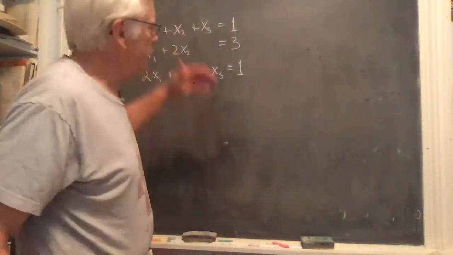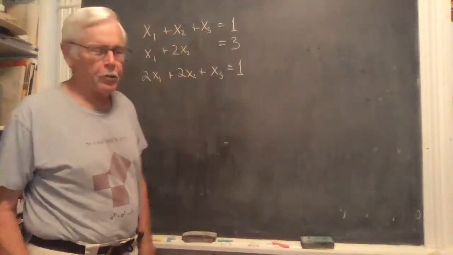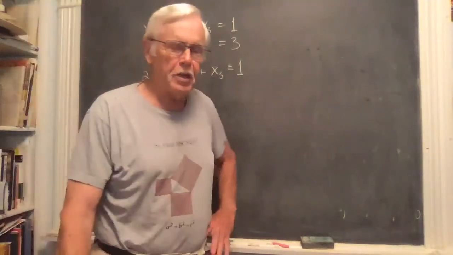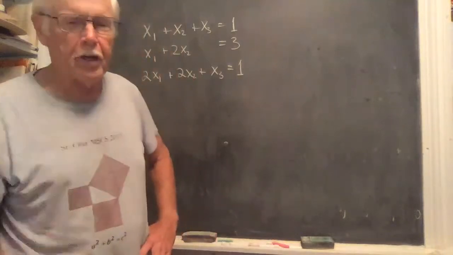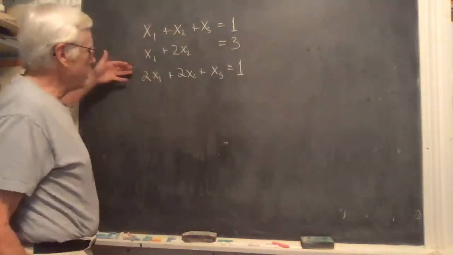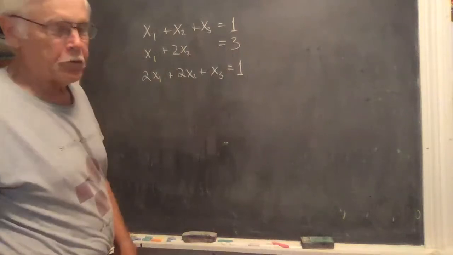So let's begin with a system that's not triangular. And I'd like to show you how we're going to reduce it. And there are some details here, some structure that you want to pay attention to. But here is the system, 3 equations, 3 unknowns. Let's reduce it to triangular.